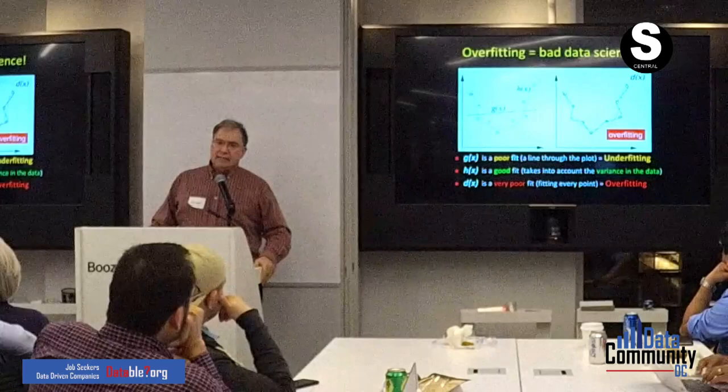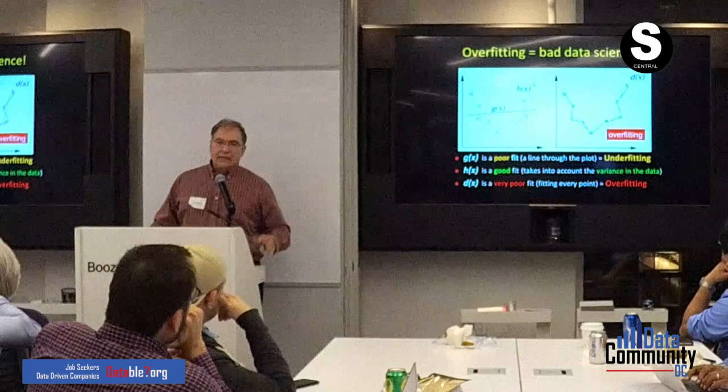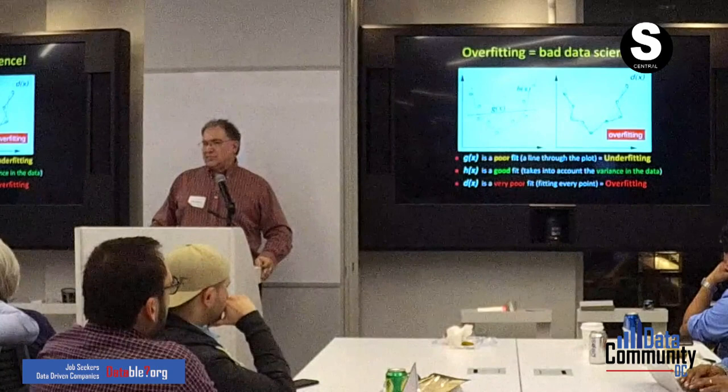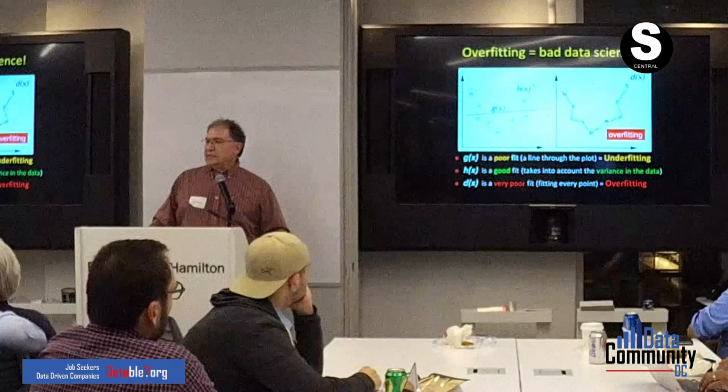But zero error is not a very good representation of that data because it is not capturing the actual true variance of the data. It's actually trying to model and follow the variance of the data. So anytime you have a model that has zero error, you're probably in trouble, okay? Because there is natural variance. So that's overfitting, okay? So you're missing the natural variance in the data.